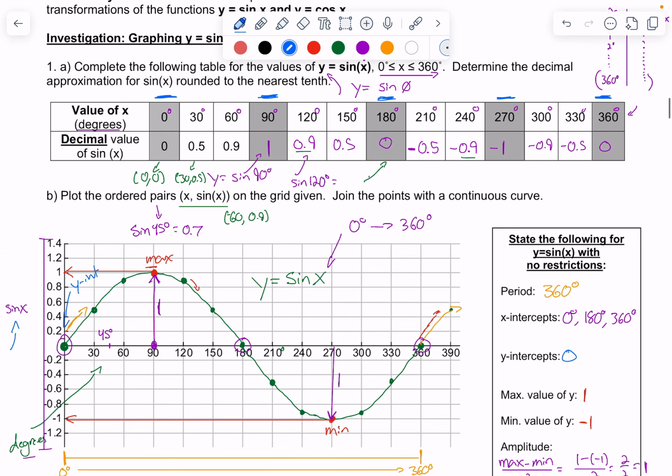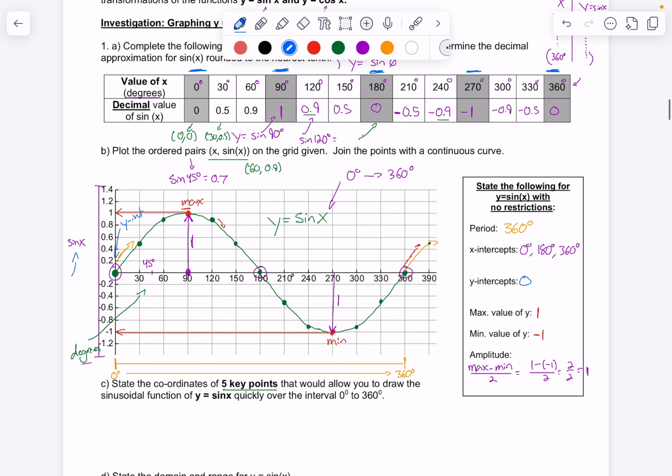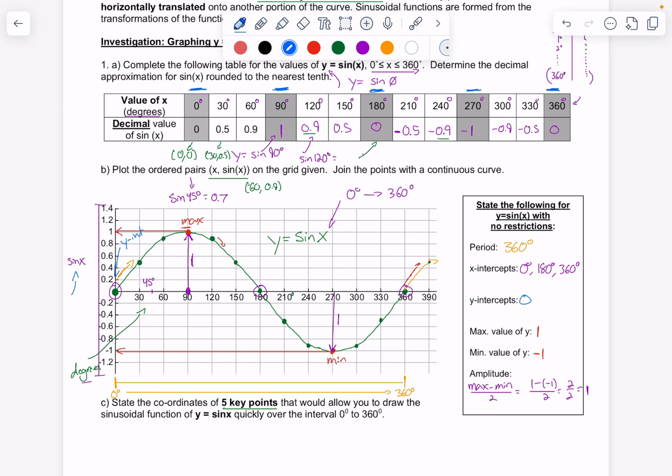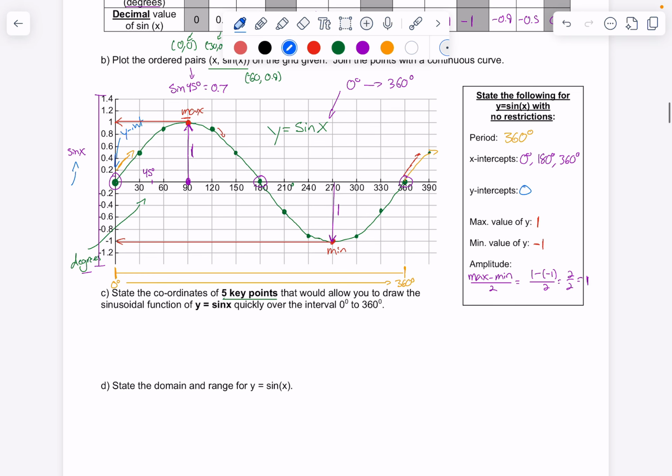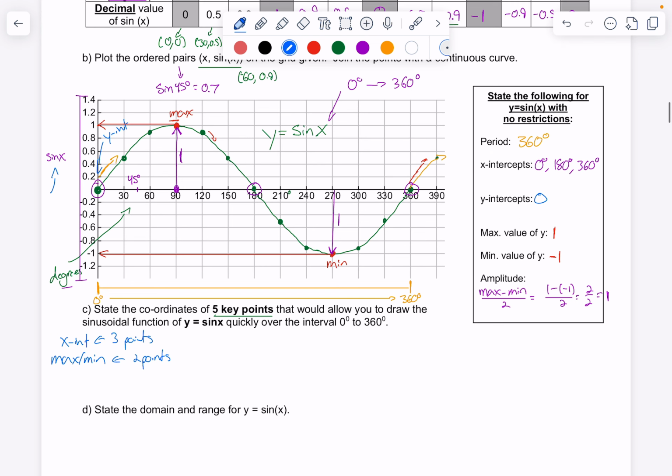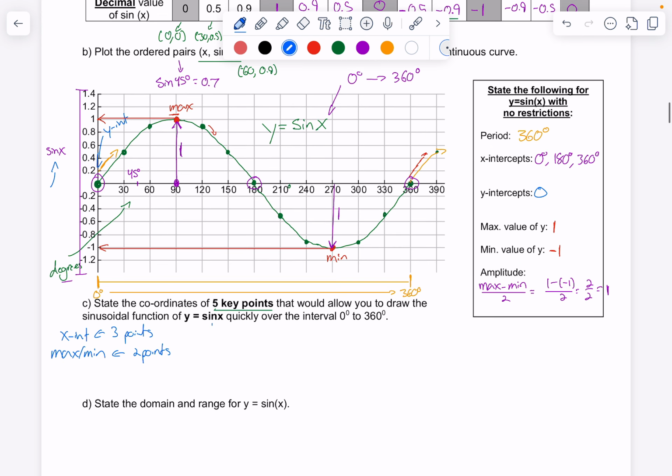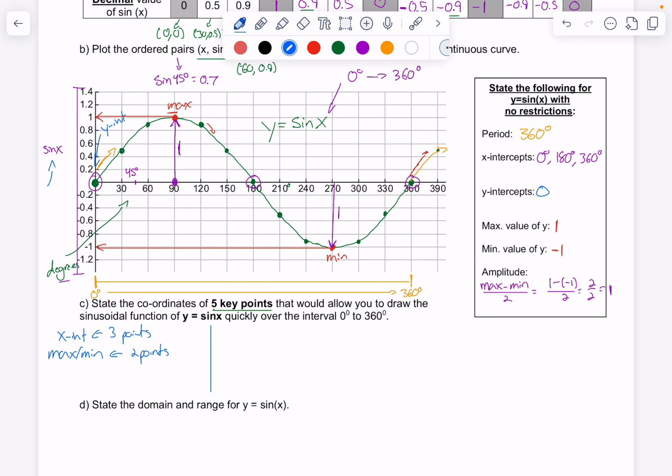So your 5 key points are when you have intercepts or your max or your min, okay? So they are the x-intercepts and your max and your min, right? So we have 3 points, and then we have 2 points, giving us a total of our 5 points. So commit these to memory, okay? And as long as you do more graphing, it won't be so bad. You'll start to memorize them, but at the beginning, you gotta just memorize.